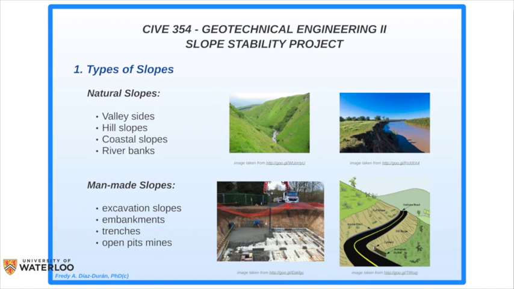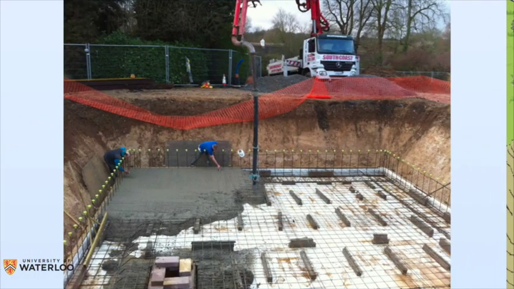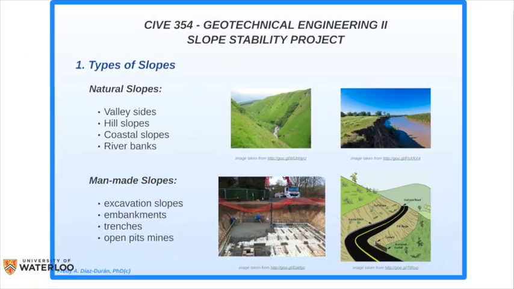So first, this is the difference between natural slopes and artificial or man-made slopes. The first ones are like valleys, hills, coastal slopes, river banks. The second ones are like excavations, embankments, trenches, open pit mines. In this case, for the project, we're going to do something like this, which is an excavation for the foundation of a building. So just keep in mind, this is an artificial slope. This is what we're going to do for the project, okay?